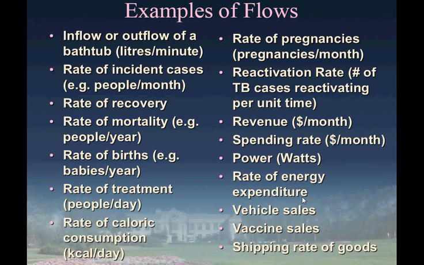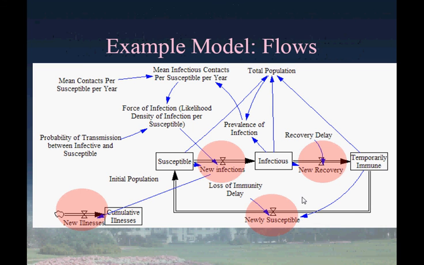Are people comfortable with that notion? Yeah? Okay, so here we have some flows going on. New infections. People are becoming infected. This is the action. People are getting infected, and they're going from the susceptible to the infectious state. People are recovering from infectious to temporarily immune. People are losing immunity and becoming newly susceptible. Those are our flows.